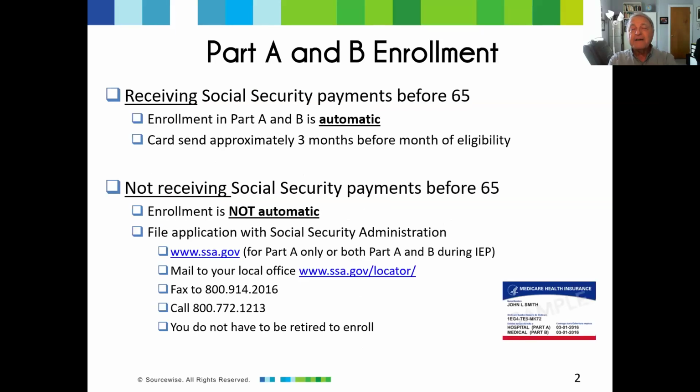First of all, how do you enroll in Medicare? Enrolling in Part A and Part B. Well, if you're already receiving Social Security before the age of 65, they'll enroll you automatically. You'll get a card a month or two before you turn 65, and the Social Security Administration will handle that. But a lot of people don't start collecting Social Security before age 65, and in that case, the enrollment is not automatic. You have to take the initiative to enroll.